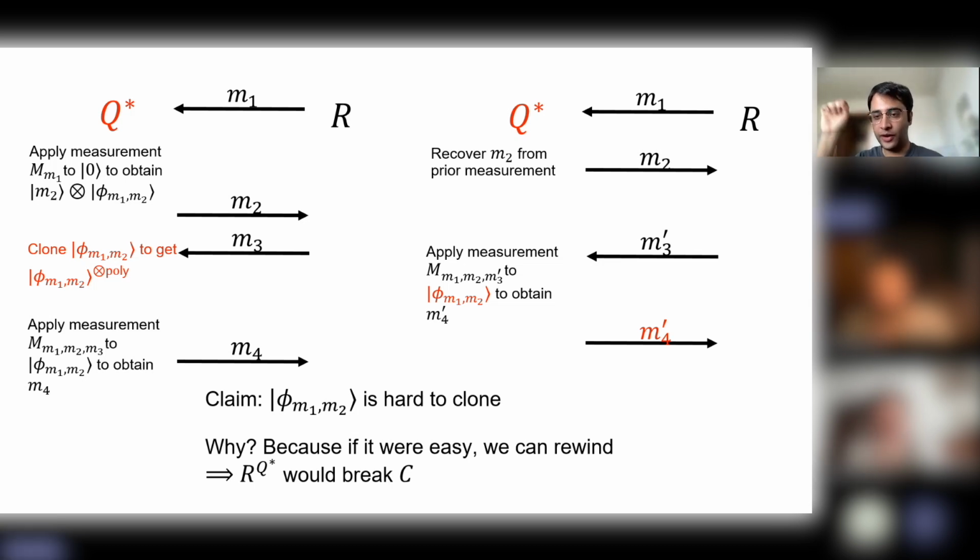So, yeah, the first step is going to be fine even with quantum queries. The second step is that R interacting with A star, and R interacting with your classical algorithm A and R interacting with Q star, that these two are indistinguishable.